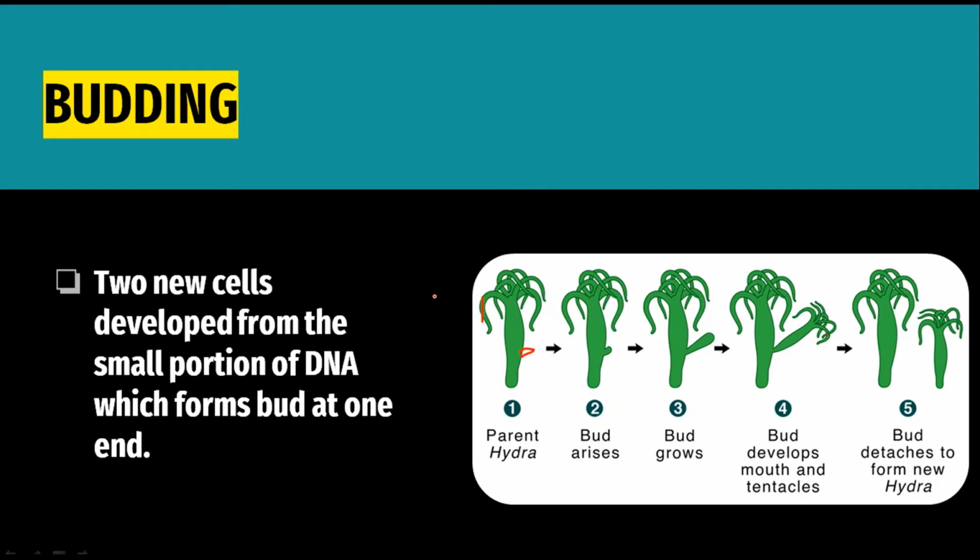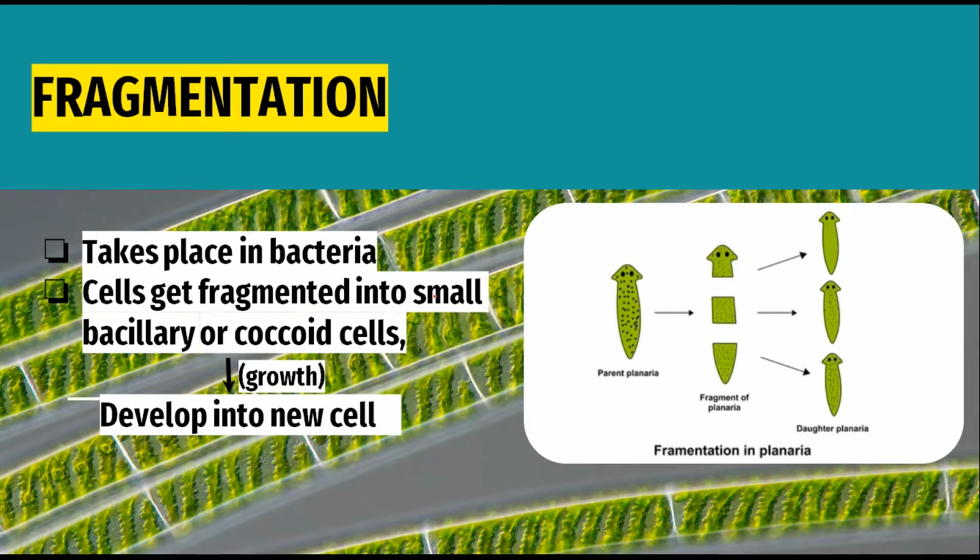Next we have fragmentation. So what happens in fragmentation? It takes place in bacteria, and cells get fragmented into small bacillary or coccoid cells. These are the structures of cells, and then it grows and develops into a new cell. This happens in all the cases.